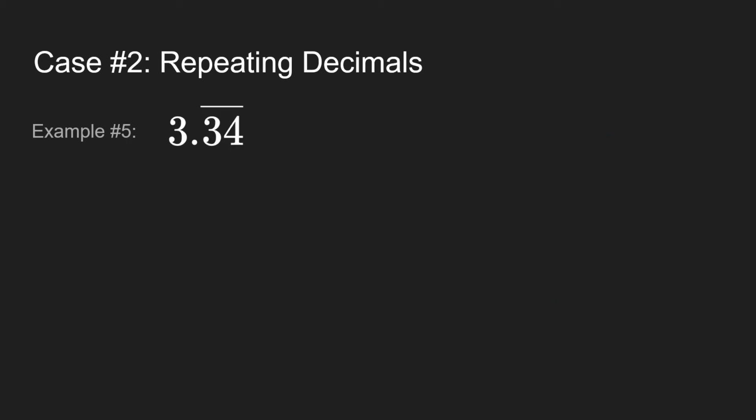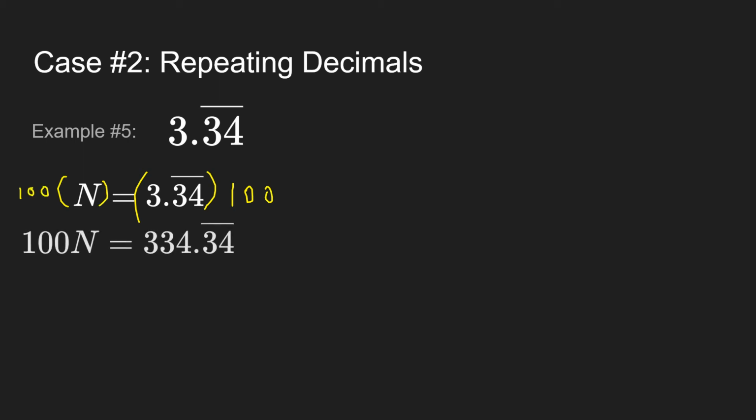Our next example is 3.34 repeated. Like our last example, we need to set up an equation. So this time, let's let n equal 3.34 repeated. Notice that in this one, both the tenths and the hundredths place repeat. So this time we need to multiply both sides of our equation by 100. Doing so gives us a new equation of 100n equals 334.34 repeated.